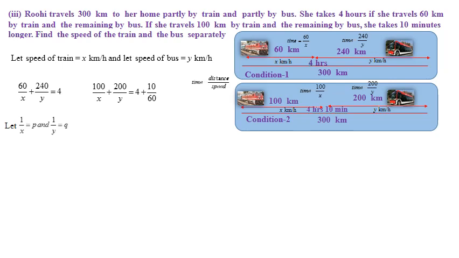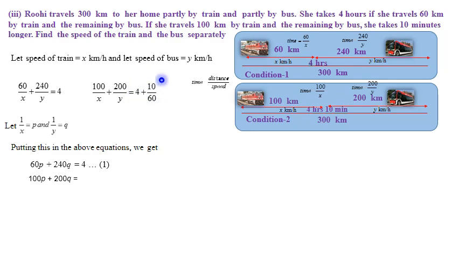Then just go for the assumptions. As before, 1 by x we substitute p, and 1 by y we substitute q. The equation becomes 60p plus 240q is equal to 4. That is the first equation. The next equation is 100p plus 200q is equal to 4 plus 10 by 60.